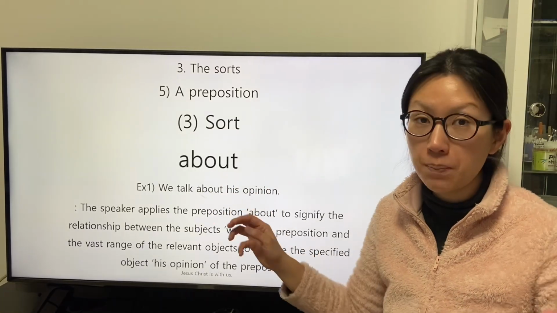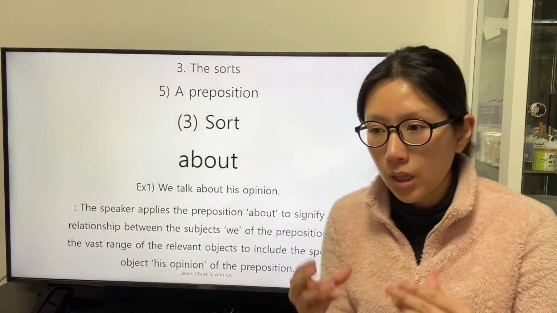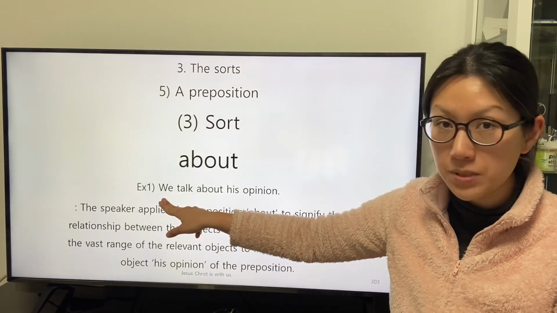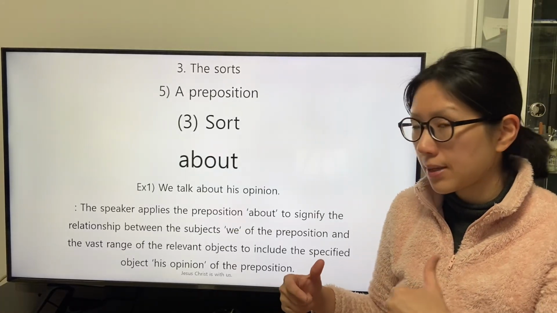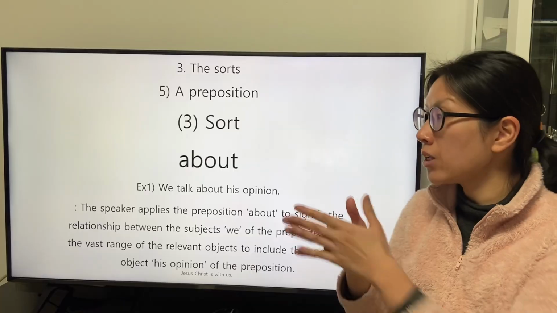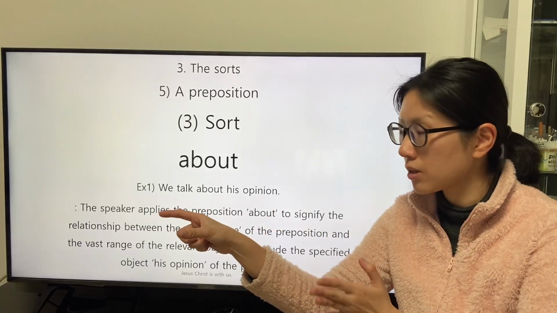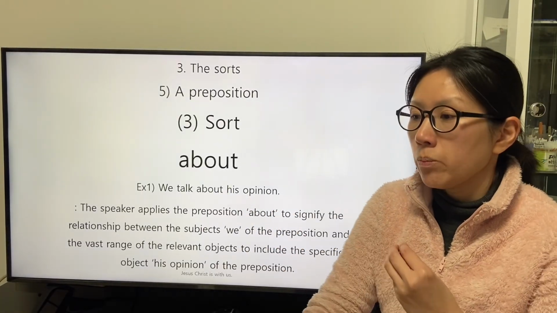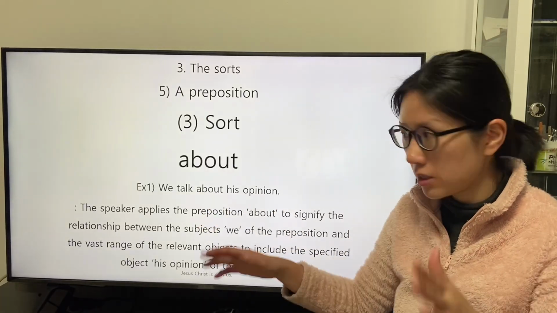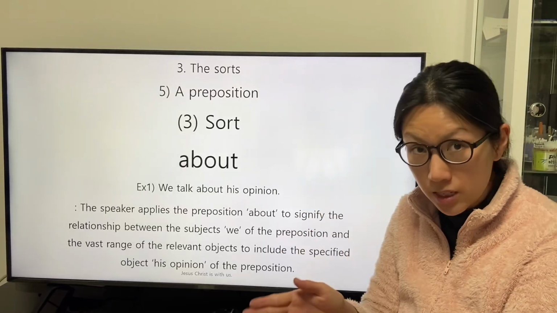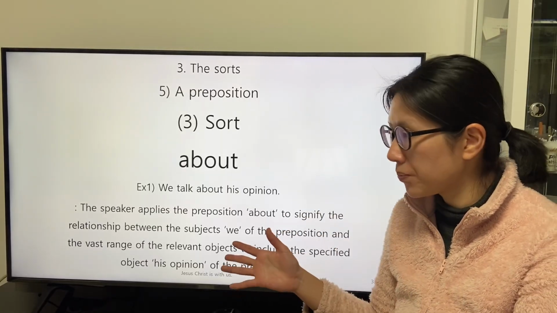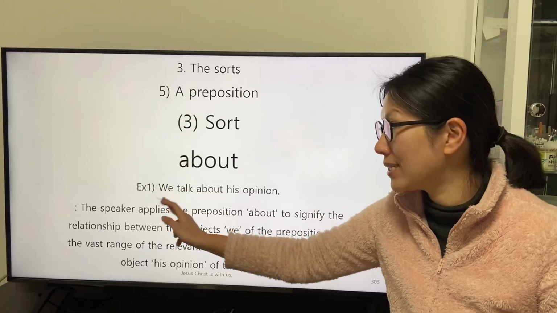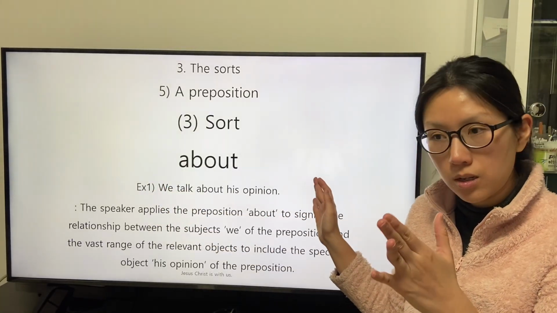From the definition of the preposition about, we can understand that the subject, including the speaker, exists in a range, including the object of the preposition, his opinion. The object of the preposition about, his opinion, is relatively specified, and the speaker sets a range to state the existence of the subject in the range.